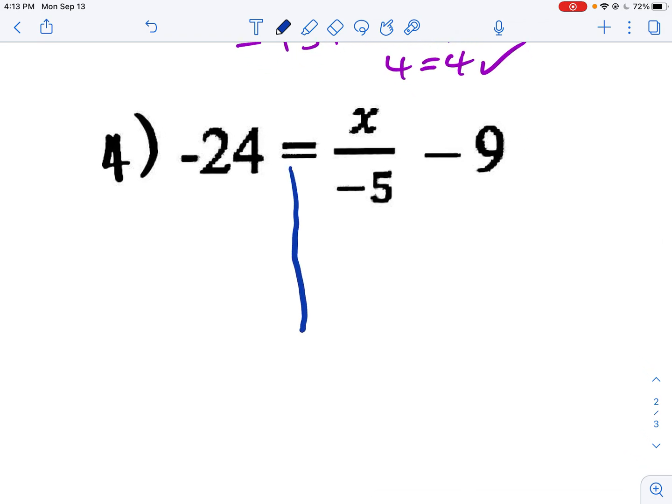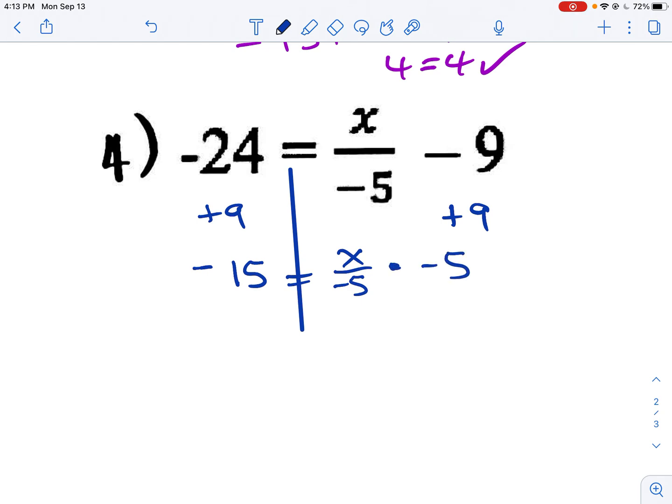Okay, let's try this one. Oh no! The variable's on the other side. That's okay. We're still going to add 9 to both sides. There are more negatives than there are positives, and I subtract those numbers and I would get 15 equals x over negative 5. Multiply both sides by negative 5 because that's the number sitting under x. And that would get me 75 is equal to x.